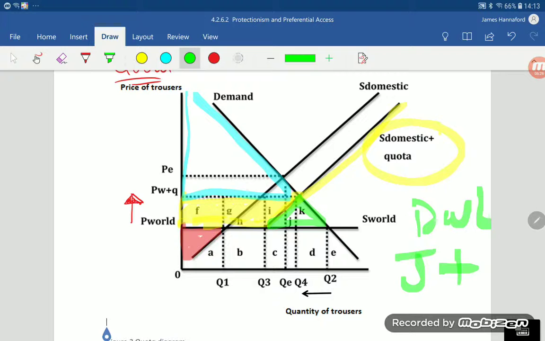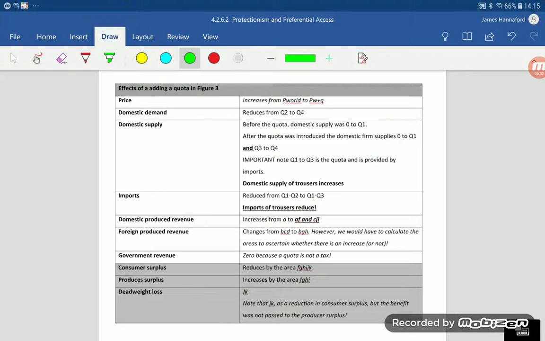So who are the winners and losers? Well, the winners from this are clearly the domestic producer who's now earned more revenue. The losers from this are clearly the consumer paying higher prices, and also the foreign producer who is now earning less revenue in terms of exports from providing us with trousers. So here is a summary of what we've just looked at with regards to figure 3 and the effects of adding a quota.